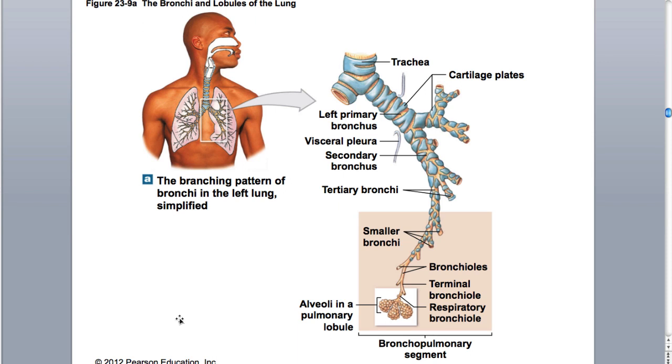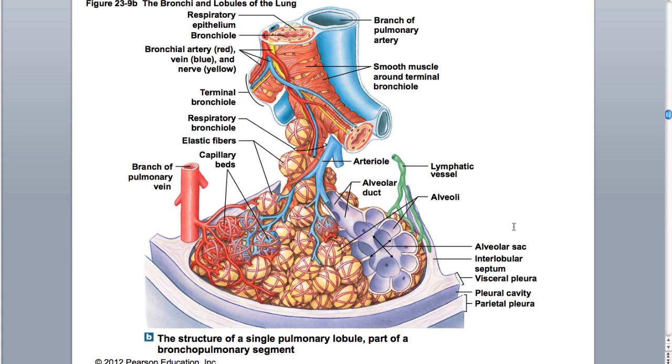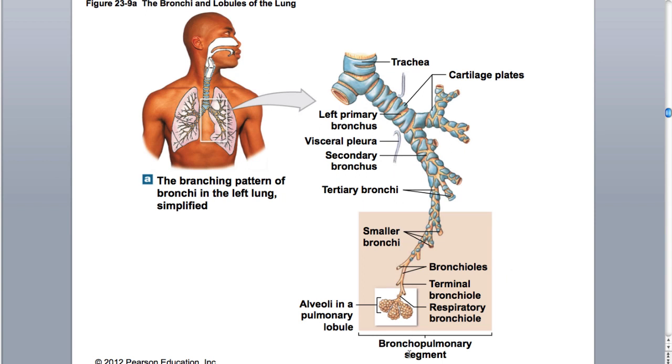Next slide. This slide is the next one down. So if you have a bearing issue, once you understand this picture, you could go back to the previous picture and see where you are. So we're now talking about what goes on in that alveoli.